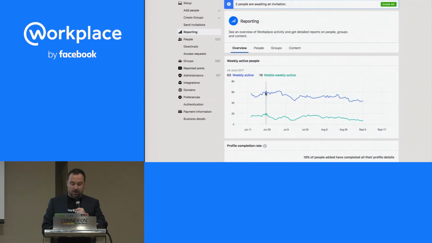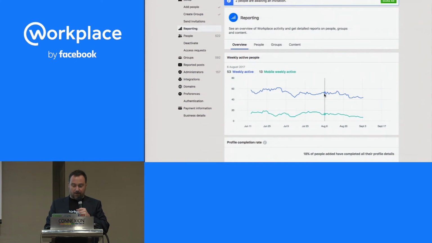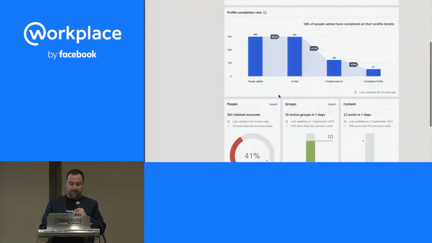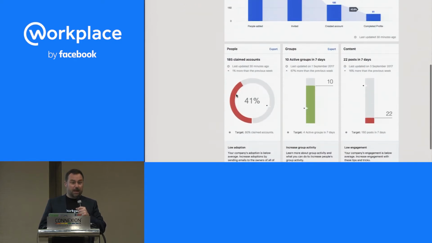So this will show you the amount of weekly active people, the amount of mobile active people, okay? Who's using this on a daily basis and how are they using it? How completed are people's profiles? How much are they keeping this information up to date? How many people within your company have claimed their accounts? How many groups have been created? How many people are posting?